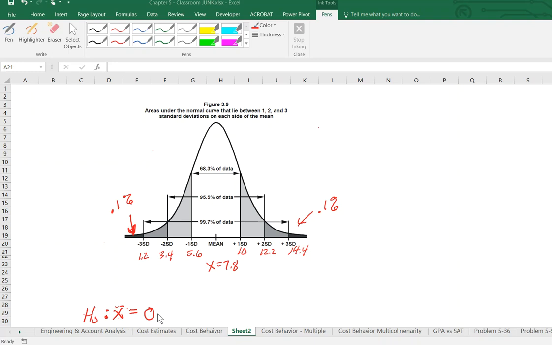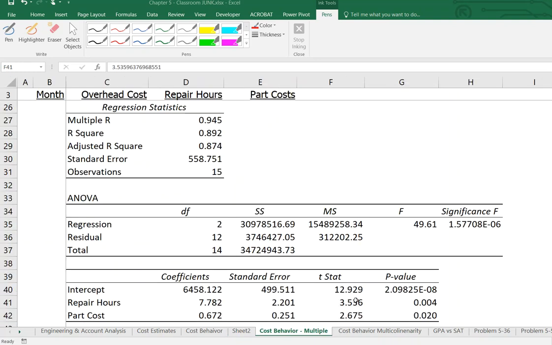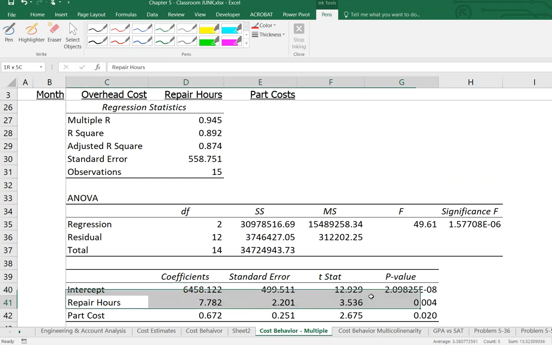What's the chance that the real slope coefficient for repair hours is now 0? Well, that would be way out here on the tails. Basically, 3.5 standard deviations away, and there's only a 0.004% chance that the real slope coefficient for our two variable model would be 0. So we can feel pretty confident that repair hours belongs in our model.